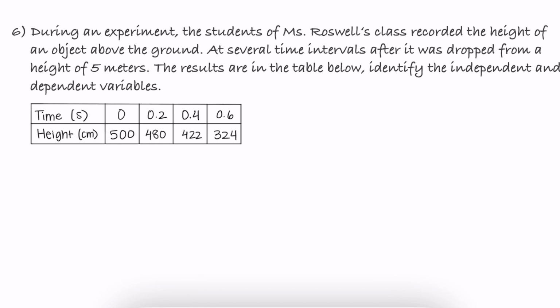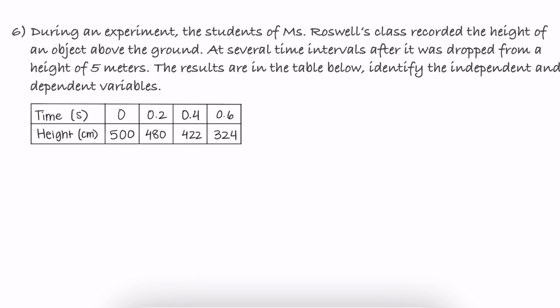So let's read this question. During an experiment, the students of Mrs. Roswell's class recorded the height of an object above the ground at several time intervals after it was dropped from a height of 5 meters. The results are in the table below. Identify the independent and dependent variables.